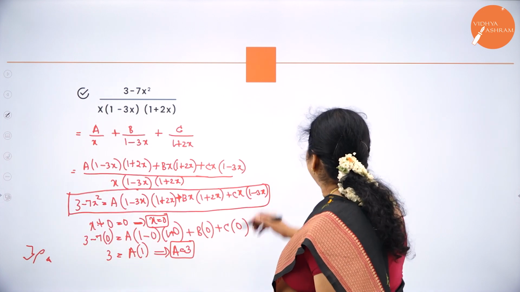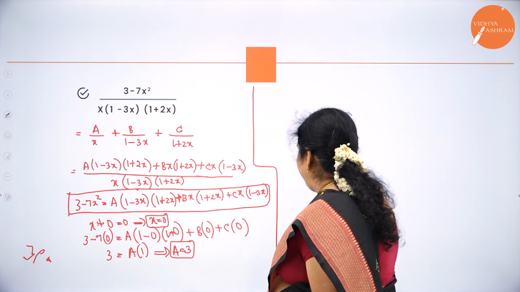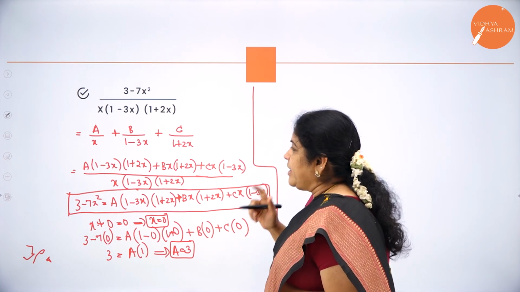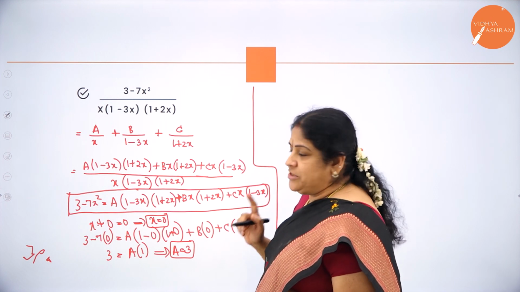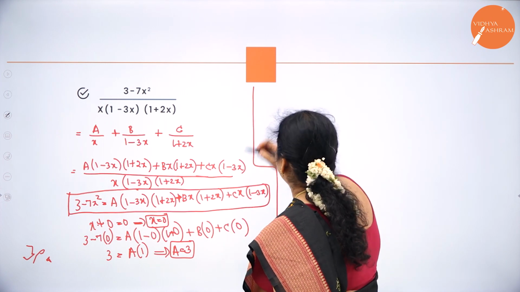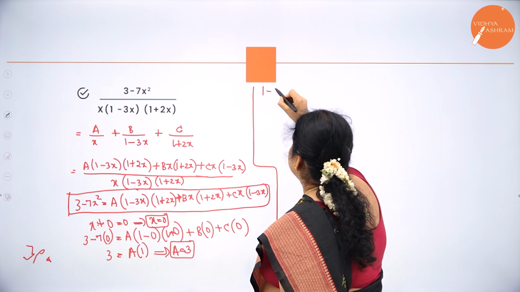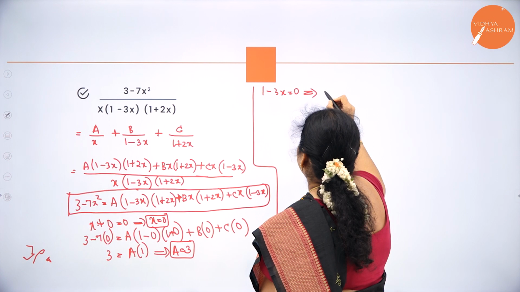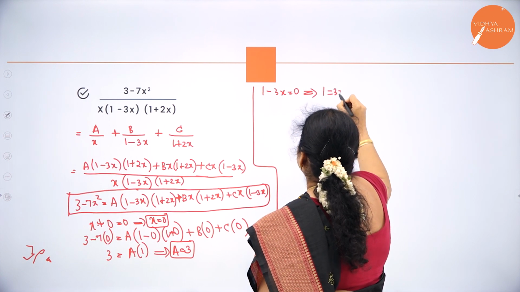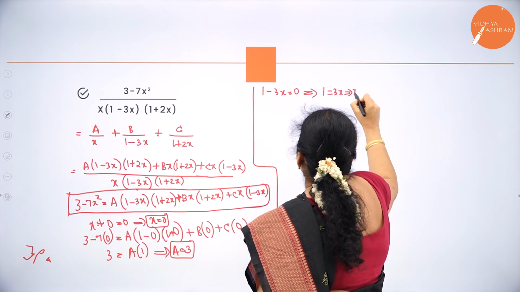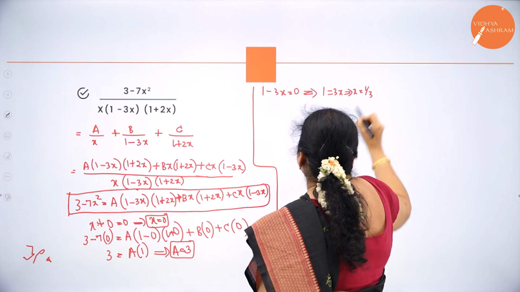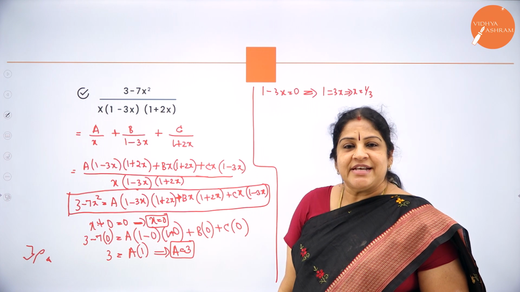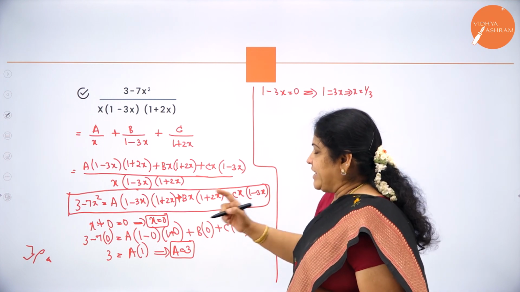Now same way, let us find out the values of B and C. So how do we do it? Which is the next one? Be very careful, children. This is why I said use your calculator also. Next what we'll do is we'll take 1 minus 3x as 0, which means 1 is equal to 3x, which means x is equal to 1 by 3. So in the place of x, we need to substitute x as 1 by 3. So let us substitute.